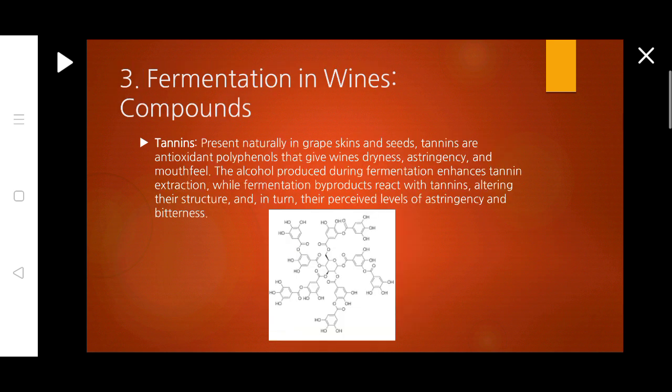Next are tannins. Present naturally in grape skins and seeds, tannins are antioxidant polyphenols that give wines dryness, astringency, and mouthfeel. The alcohol produced during fermentation enhances tannin extraction, while fermentation byproducts react with tannins, altering their structure and in turn their perceived levels of astringency and bitterness. So this is the tannin compound, very complex.